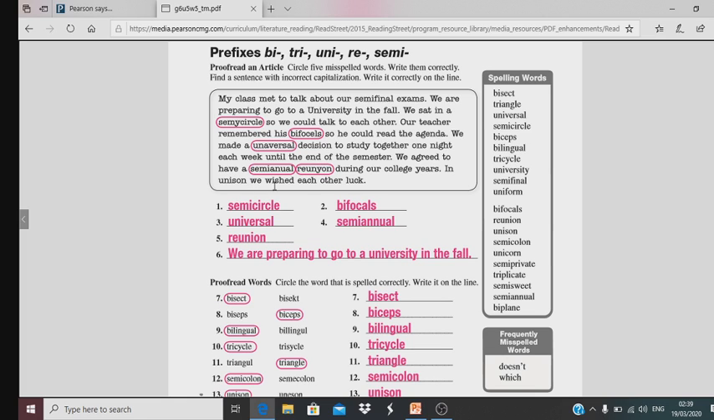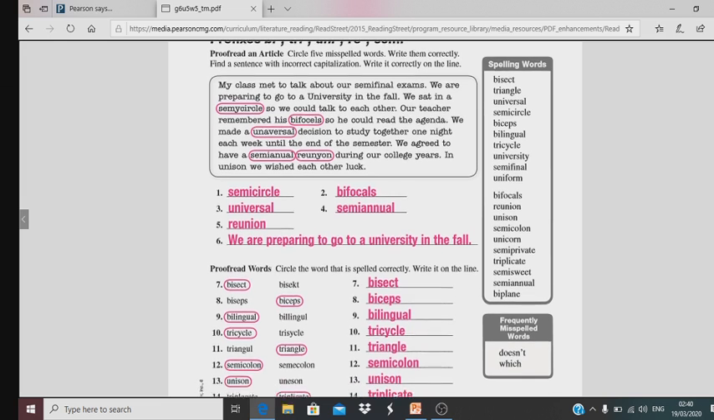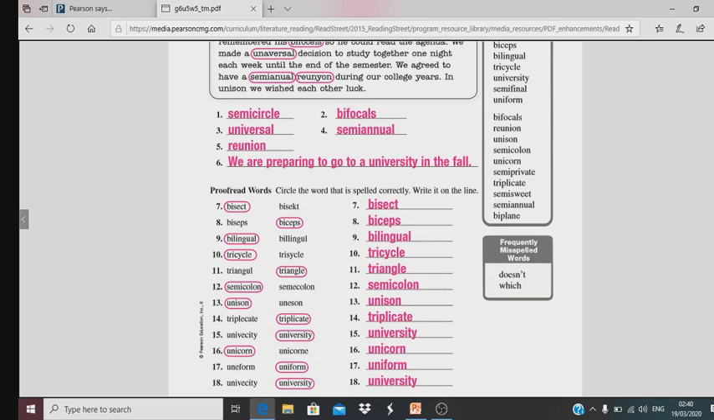In unison, we wished each other luck. So I think here that we mentioned all of the mistakes. And here, university, we said it's a common noun, so that's why it should be written in a lowercase or a small letter. So here, this part is easy for you, of course.